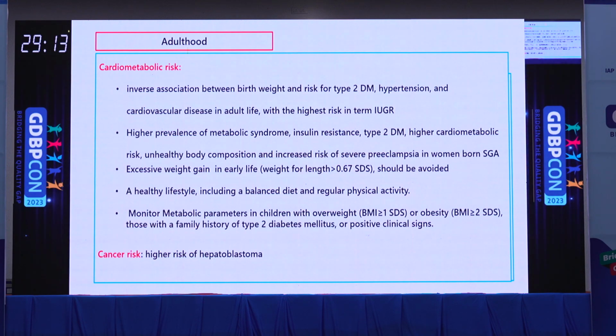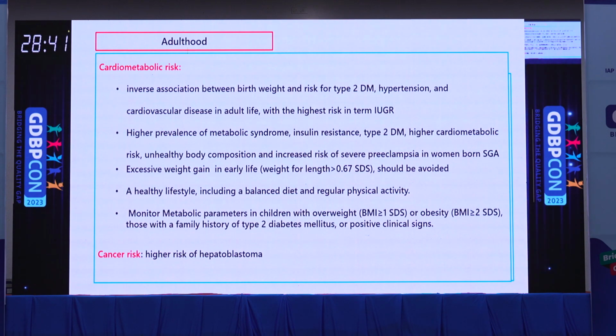And talking about the cardiometabolic risk factors in adulthood, there has been an inverse association. Smaller the child, greater the risk of developing type 2 diabetes, hypertension and cardiovascular disease in adult life. The highest risk is seen in term IUGR cohorts, and there has been a higher prevalence of metabolic syndrome, type 2 diabetes and an unhealthy body composition, which also paves the way for severe preeclampsia in SGA women who were born SGA. So that is another additional risk.